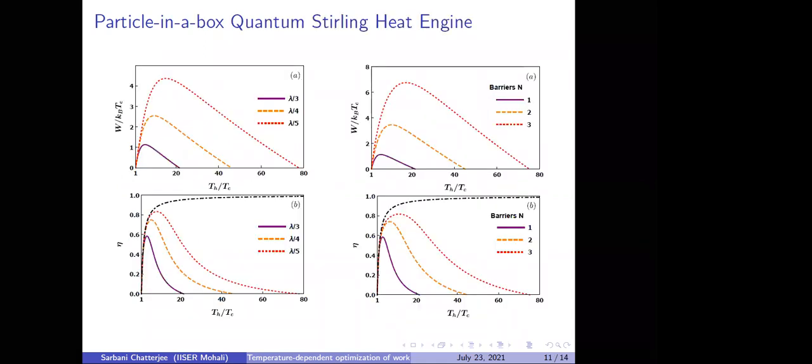Yeah. So again, we plot work and efficiency against TH by TC. Let us look at the first two plots here. Here, we vary the box length as some factor of lambda, where lambda is the de Broglie wavelength. We see that as the length of the box decreases, both work and efficiency increase, and then attain a maximum for some particular Th by Tc value.